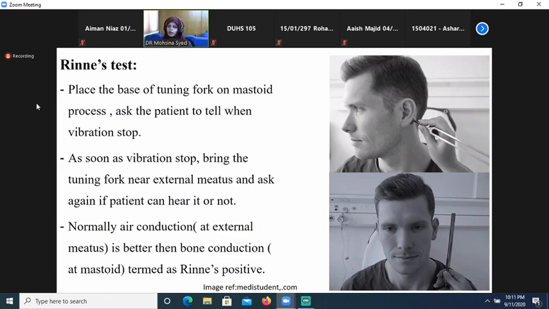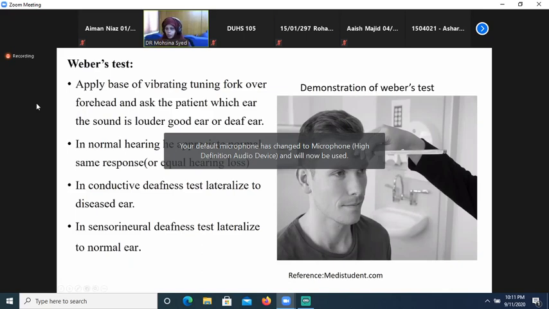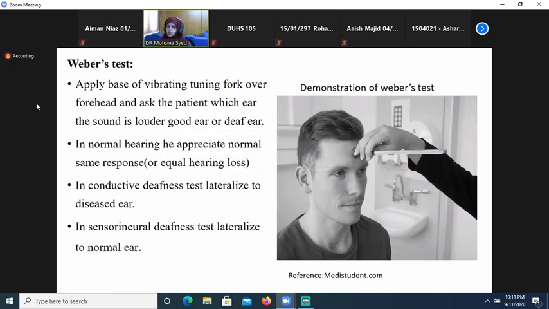Then we perform the Weber's test. For the Weber's test, we place a vibrating tuning fork over the forehead and ask the patient to tell from which ear he hears louder. In normal hearing, the patient should be able to appreciate normal or equal hearing in both ears. But if there is conductive deafness, the test lateralizes to the diseased ear. And in the sensory neural deafness, the test lateralizes to the normal ear.